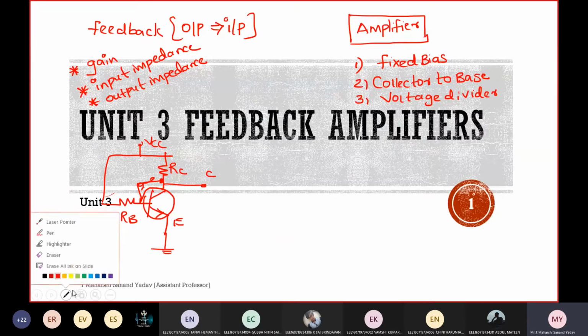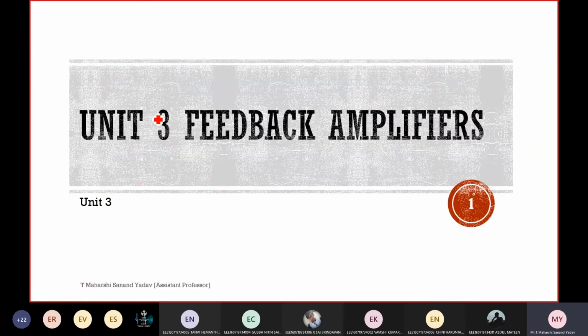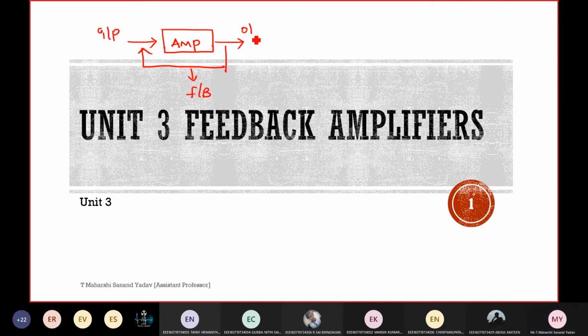Coming to this point, feedback is nothing but some part of the output I'm giving as input. Suppose this is an amplifier. If I provide input, it will give me an output. If that part I'm giving as an input, this is nothing but feedback. This is feedback, this is input, this is output. So we have seen CE, CB as well as CC.